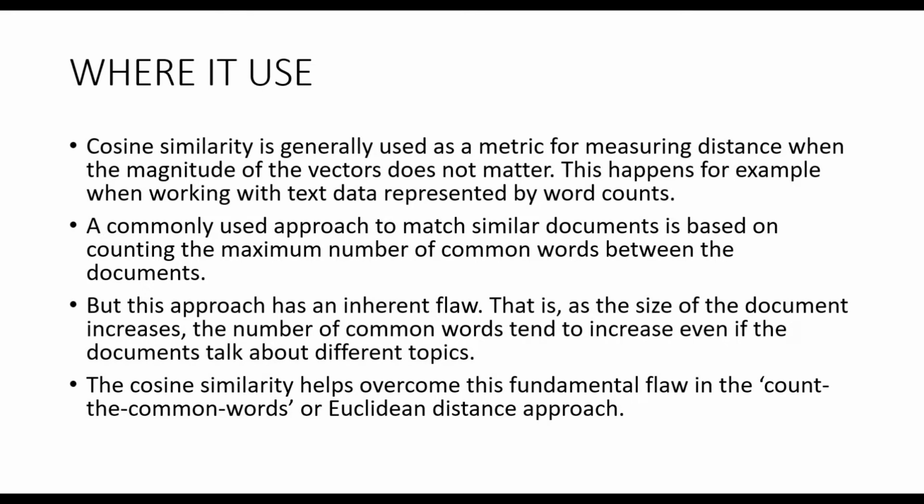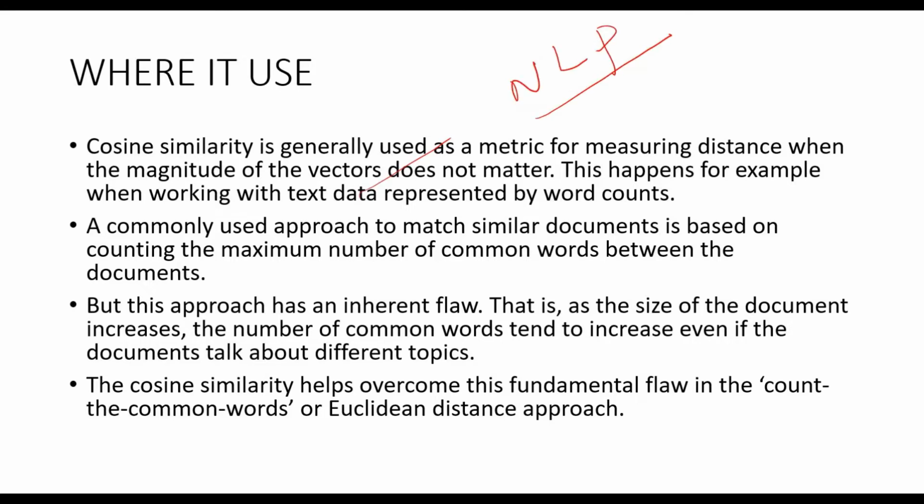Cosine similarity is generally used as a metric for measuring the distance when the magnitude of the vectors does not matter. This happens, for example, when working with text data represented by word counts. That means when we are working with NLP, we use this.